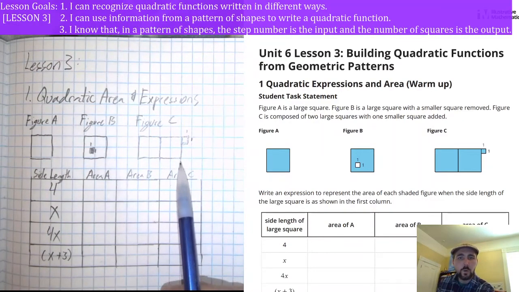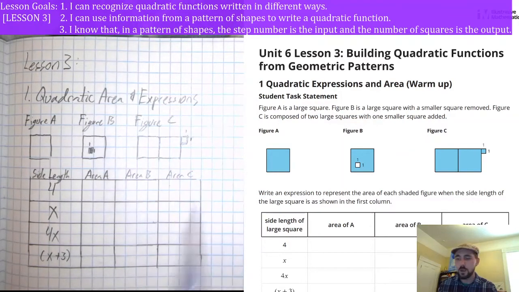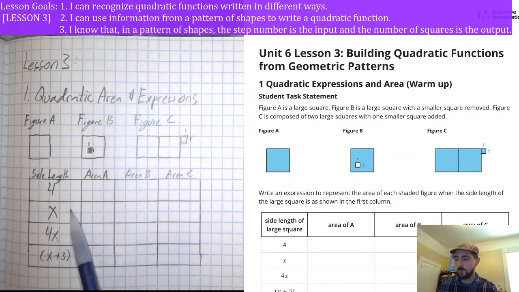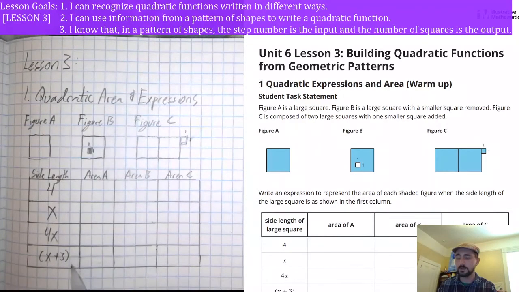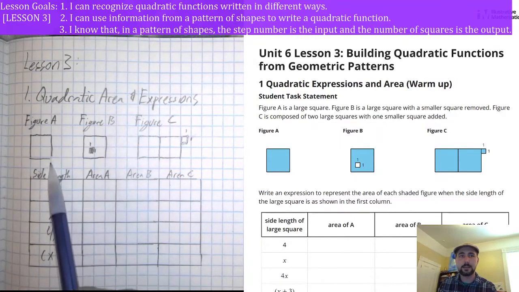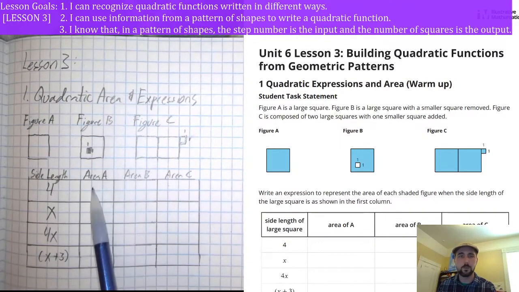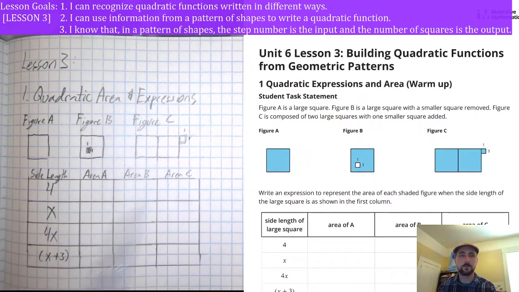Write an expression to represent the area of each shaded figure when the side length of the large square is as shown in the first column. So we've got 4 different side lengths here, the number 4, x, 4x, and then x plus 3. Each of these could be the side length for the squares in each of these figures, and it looks like they want us to find the area of each of these.